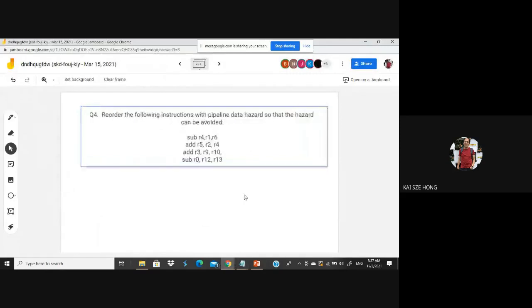Reorder the following instructions with pipeline data hazard so that the hazard can be avoided. There are two main methods that you can use to solve the problem. First, you use the hardware method. The other one is you use the software method, which is a compiler. So let's rearrange this and write your answer over here. I give you like 5 minutes.